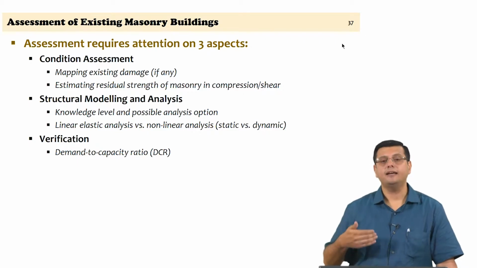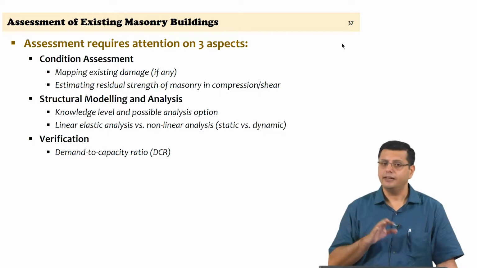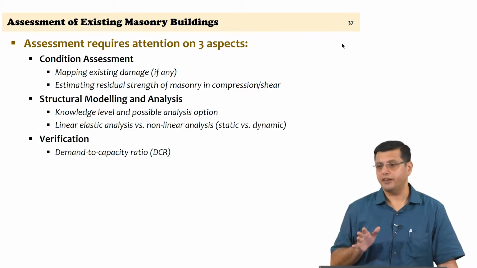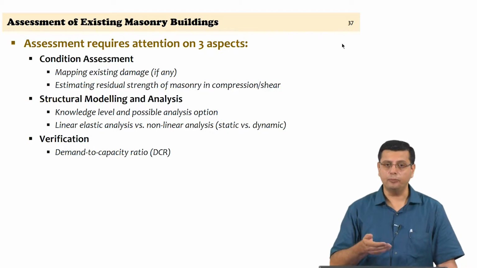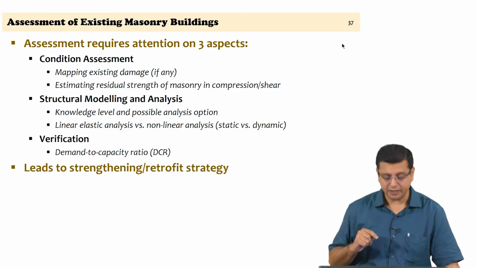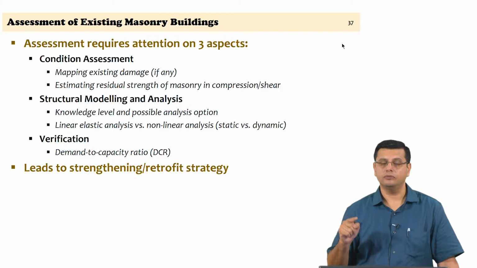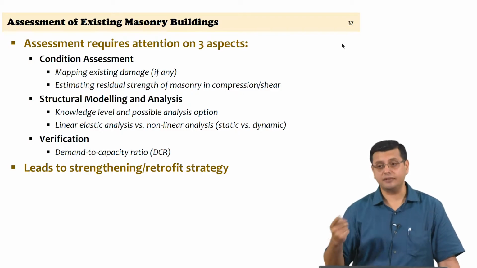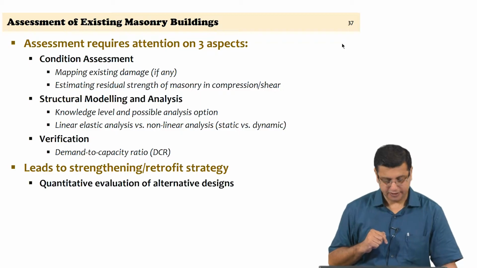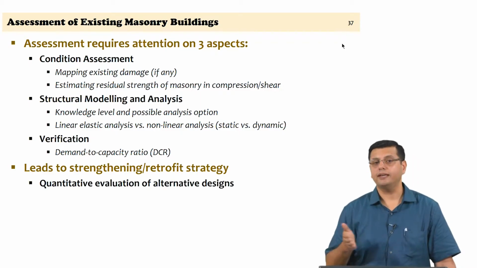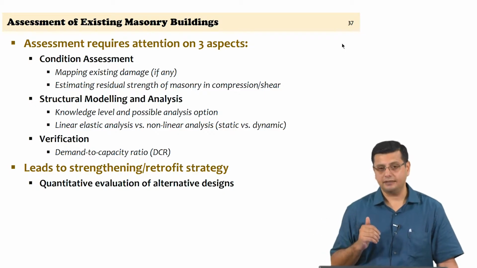At the structure level, at the different component level, you are trying to identify, is this demand to capacity ratio favorable? Are we seeing situations where demand is higher than the capacity of different components? That is when you will be able to establish a strengthening or a retrofit strategy. You know which elements are weak, which elements need strengthening, which elements need stiffening, and this leads to a strengthening or retrofit strategy. And therefore, you are looking at a quantitative approach to arriving at the strengthening strategy.